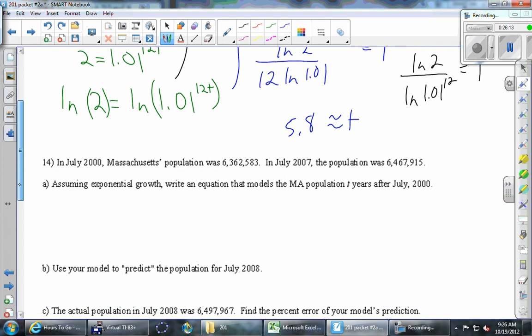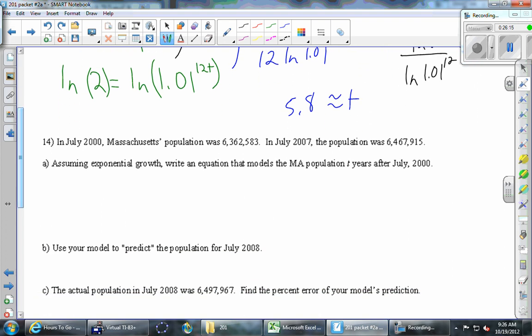Let's try this one down here at 14. Got some messy numbers, but we can handle that. It says in July 2000, Massachusetts' population was a little over 6 million. And then in July 2007, it was a little higher. So first, it says assuming exponential growth, write an equation that models the population t years after July of 2000.